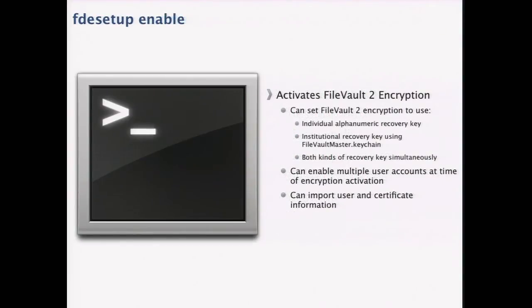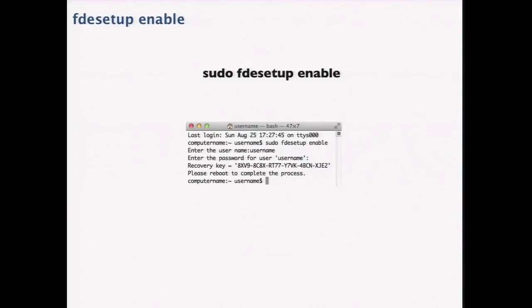So fdesetup is amazingly flexible when it comes to enabling FileVault 2 encryption from the command line. Start with the simplest method. You would run the command shown on the screen to enable FileVault 2 encryption. Next, you'll be prompted for the username and password of the user that you want to authorize, which is the account that you want to have appear at the FileVault 2 preboot login screen once encryption is turned on. Now, if everything is working properly, you'll next be given an alphanumeric personal recovery key and prompted to restart.